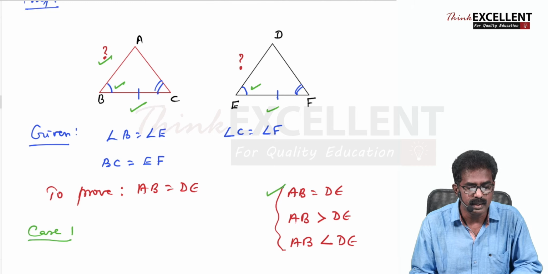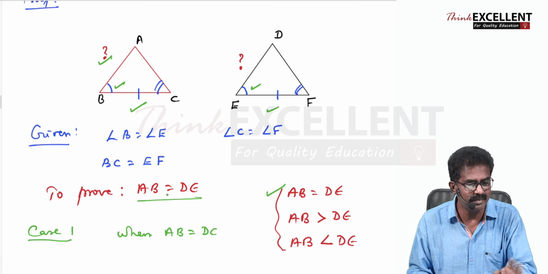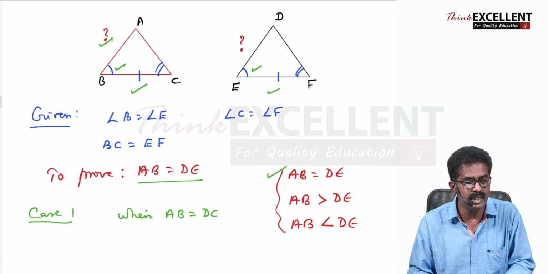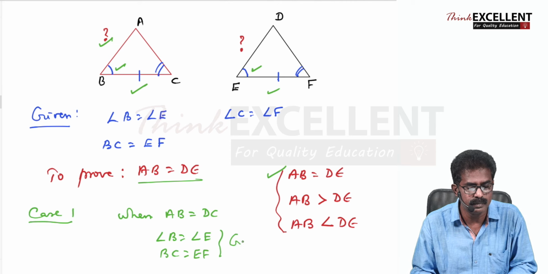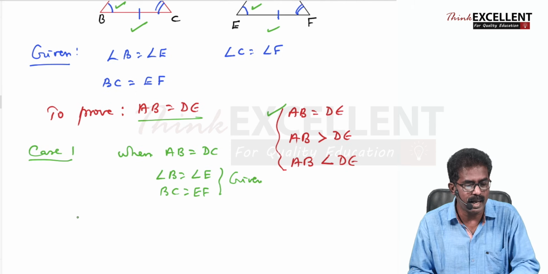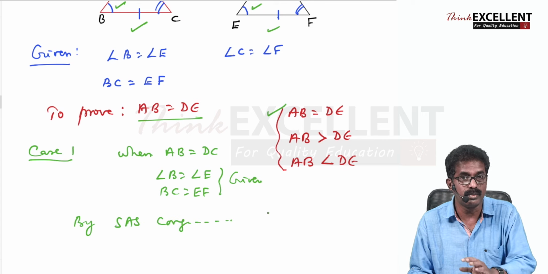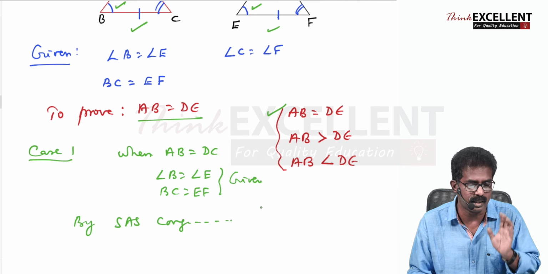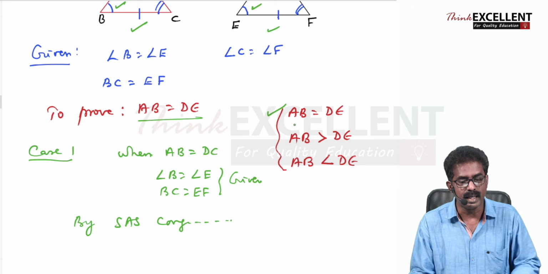Now case 1 we take. What is case 1? AB equal to DE. When AB equal to DE, the proof is over. Because if we take AB equal to DE, everything is already there, right? AB equal to DE, angle B equal to angle E, BC equal to EF, because the last two are given. So side, angle, side. So by SAS congruency rule, the two triangles are congruent. Okay, this is case 1, AB equal to DE.